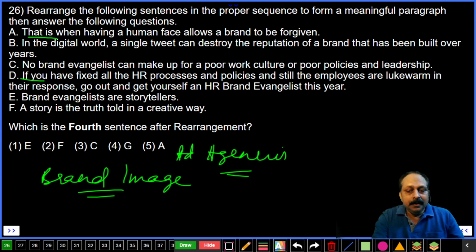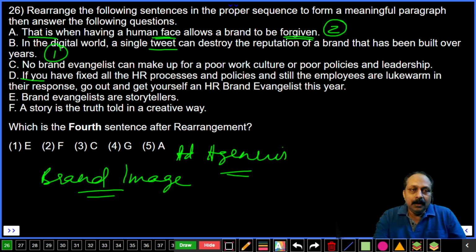How does it start? As I said, not easy. Here, the first sentence is B: In the digital world, a single tweet can destroy the reputation of a brand that has been built over years. That is true. Next, that is when having a human face allows a brand to be forgiven. Here it talks about, indirectly, HR brand evangelist. This is the second sentence.